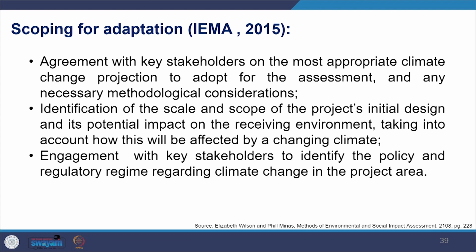Further, you should identify the scale and scope of the project's initial design and its potential impact. So what's really been put in the initial design and what kind of impact it might have on the receiving environment. And you need to consider how it will be affected by the changing climate. Further, you should engage with the key stakeholders to identify the policy and regulatory regime, like within what policy framework you are working. So that understanding has to be developed here. These are the suggestions made while you are doing scoping for the adaptation purpose.